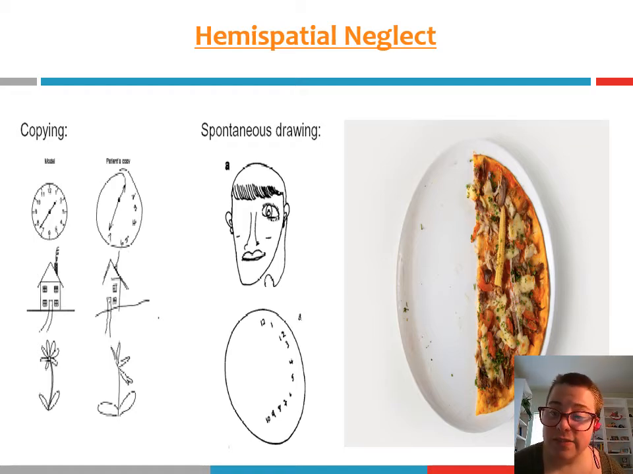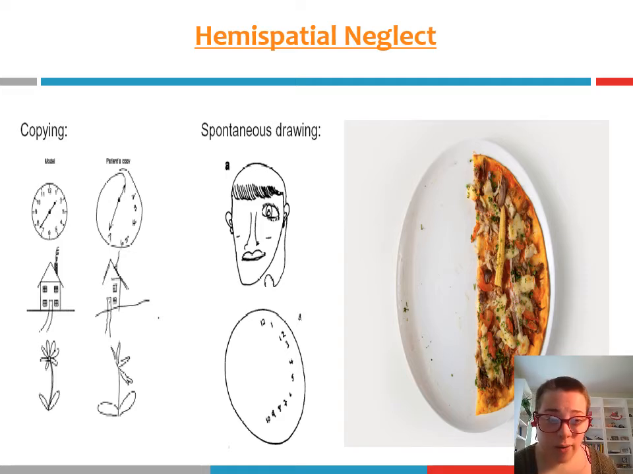So the way this typically happens is an individual has a stroke. Usually it's a fairly severe stroke, and as a result of that stroke, they sustain damage to the right parietal lobe. And then following that damage to the right parietal lobe, they're no longer able to notice or attend to the left side of space, right?